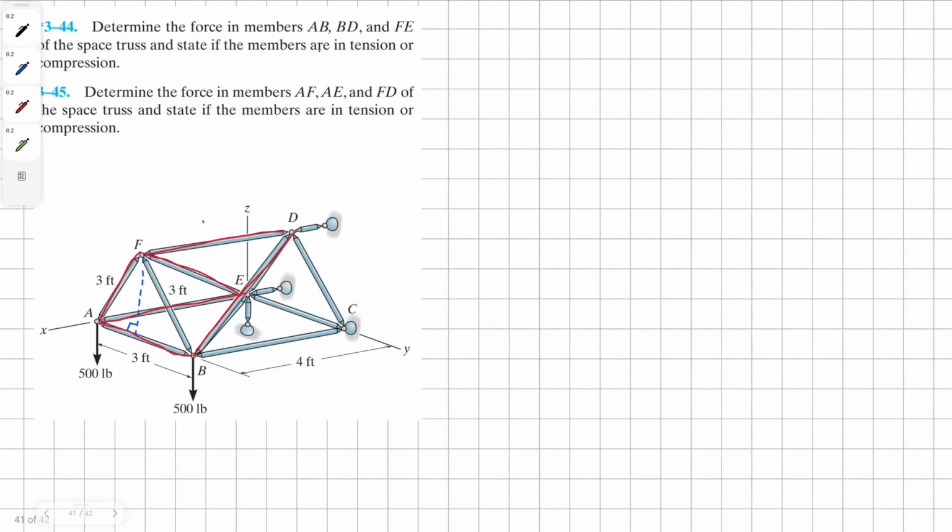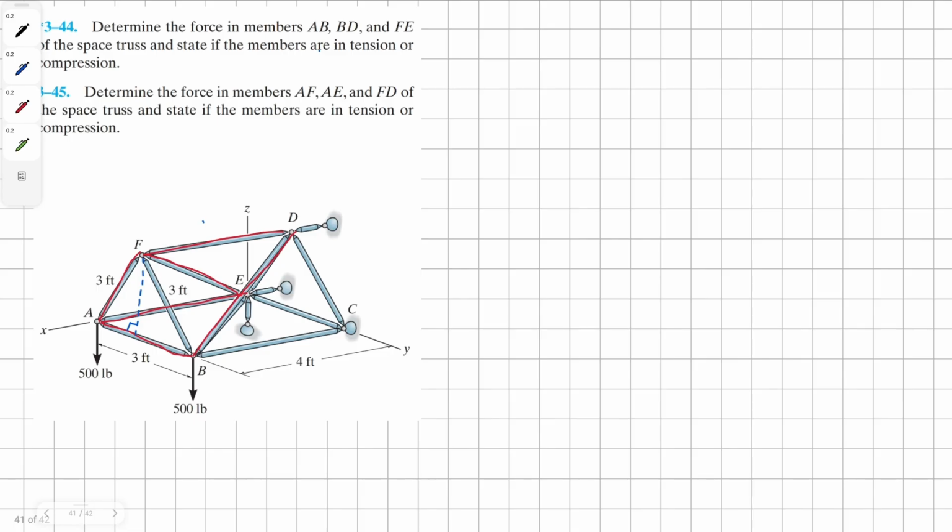Determine the force in member AB, BD, and FE of the space truss and state if the members are in tension or compression. Determine the force in members AF, AE, and FD of the space truss and state if the members are in tension or compression. Because there is an interconnection between the members, I'm going to do both problems simultaneously.